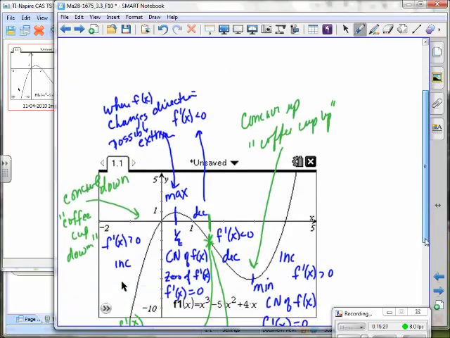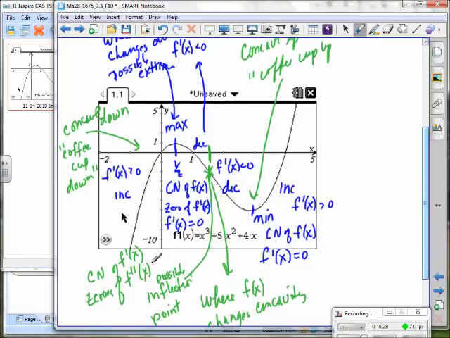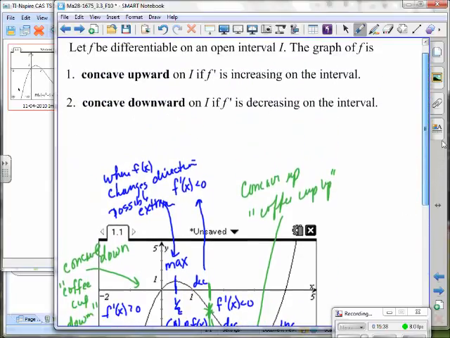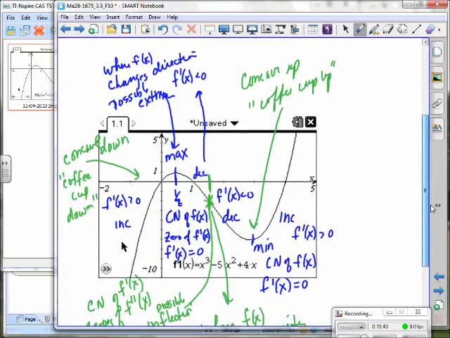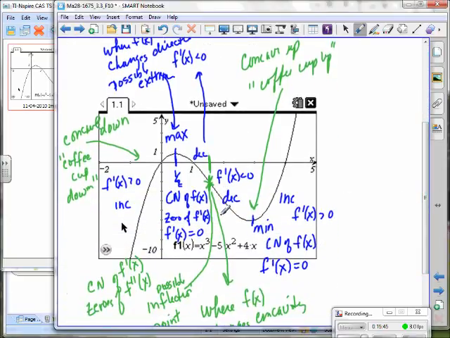So if I take the second derivative, I'm taking the derivative of the first derivative. If my first derivative is increasing on an interval, well, this is interesting. I'm going to put this in red. It's more than I was thinking about.